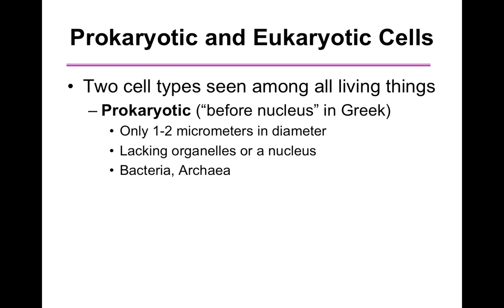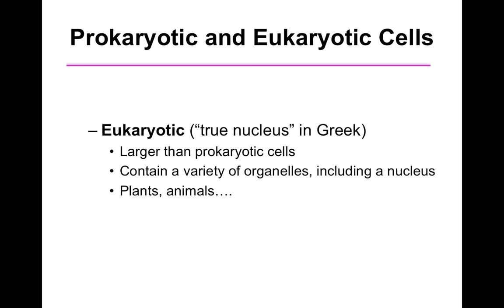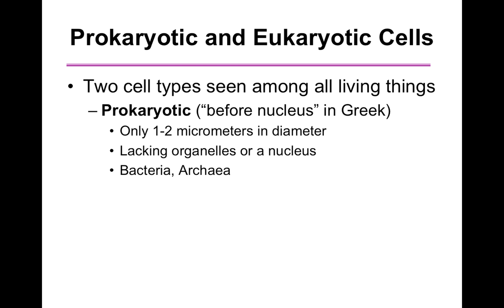Prokaryotic means before nucleus in Greek. Prokaryotic cells are only 1 to 2 micrometers in diameter, lacking organelles or a nucleus. Bacteria and archaea are examples of prokaryotes. Prokaryotic, before the nucleus, nucleoid. That's how it's called for the prokaryotic.